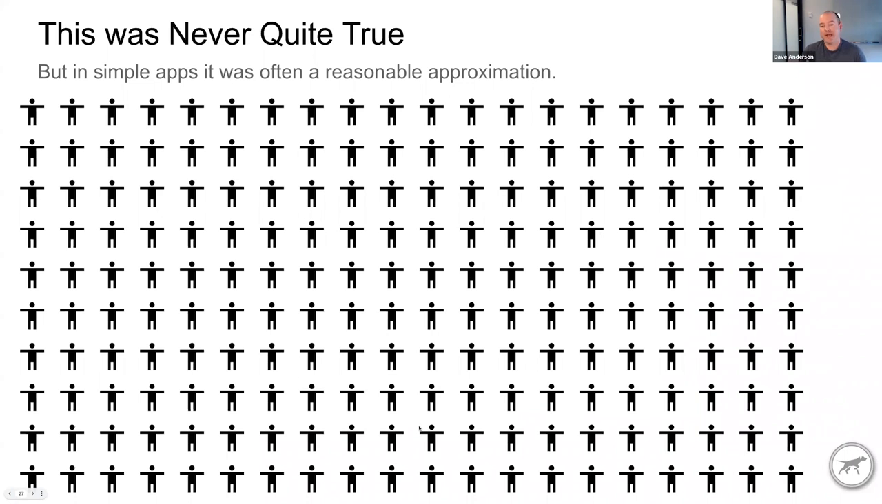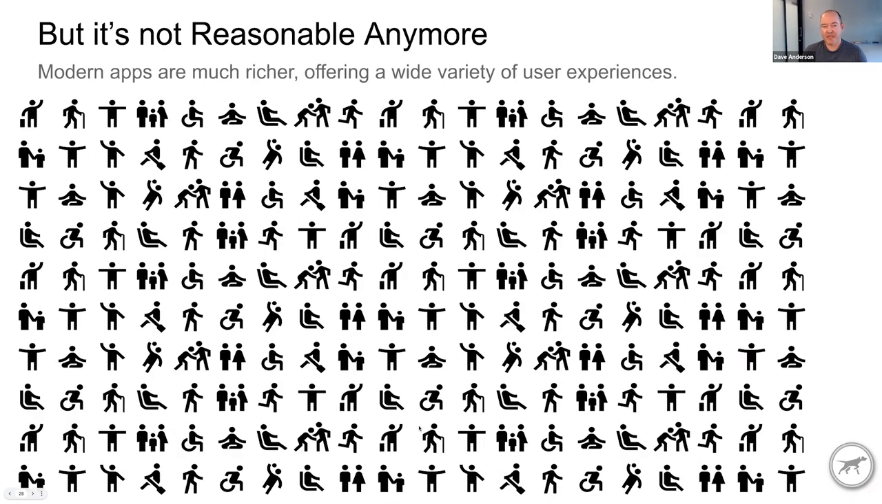So everybody visiting your PHP app 10 or 15 years ago never really had the same user experience, but it was often a reasonable approximation. Now, it's just not reasonable at all. Modern apps are much richer and offer a wider variety of user experiences. It's different for essentially everybody using applications these days.